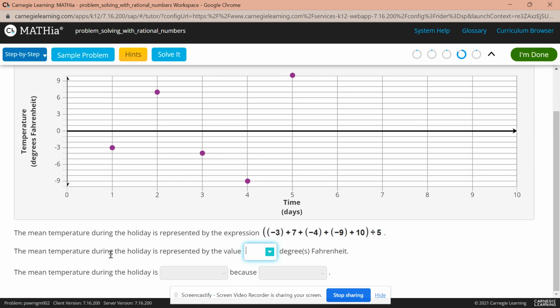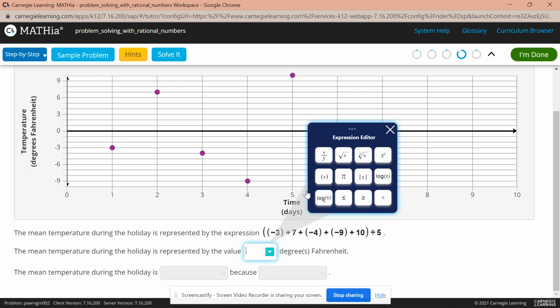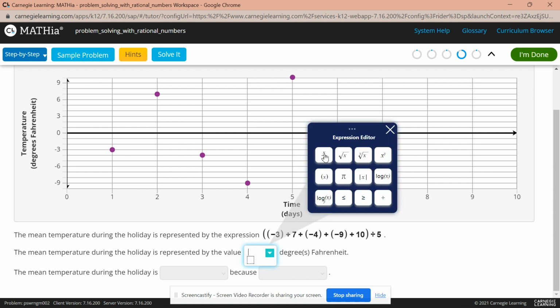The mean temperature during the holiday is represented by this value. Remember what I told you earlier? You do not have to do the math on this. And something that is very cool about combining all of these and then dividing them by five is that I can kind of set it up like a fraction. So instead of writing an addition operator in between everything, I'm just going to write the number with its sign. And that is going to let me know that I'm combining.